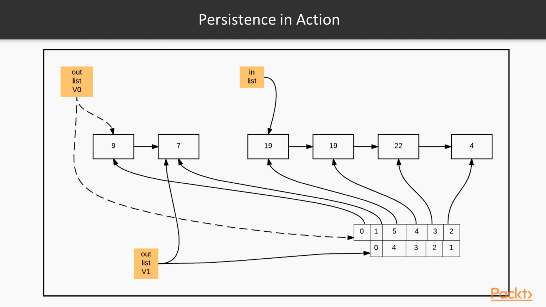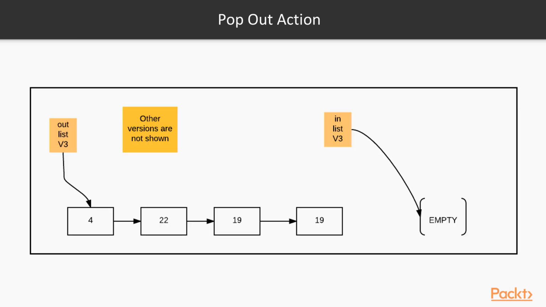Note the indices for both the versions. Now let's pop out another element, 7. This will make the out list empty. Of course, this will create another version of the out list, V2. This will be empty, as shown in this figure. Now we have a situation where the in list is non-empty and the out list is empty. In this case, we reverse the in list and then swap it with the out list. This is shown in the previous diagram.